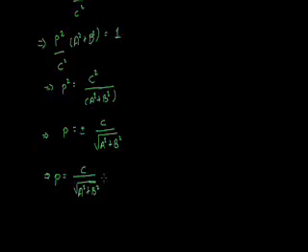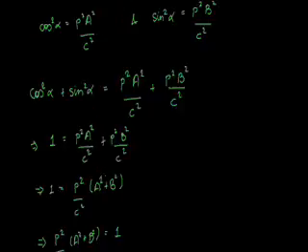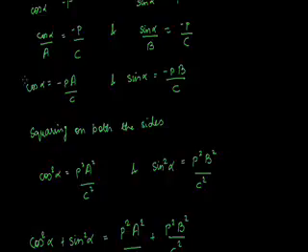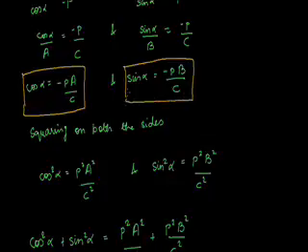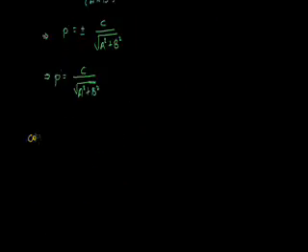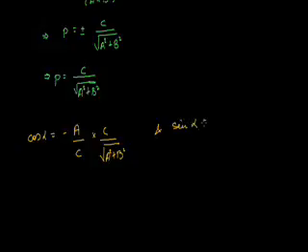Now substituting this value of P equal to C upon under root of A square plus B square in this equation, that is cos alpha is equal to minus of P into A by C, and sin alpha is equal to minus of P into B by C. We will get cos alpha is equal to minus of A upon C into C upon under root of A square plus B square, and sin alpha is equal to minus of B upon C into C upon under root of A square plus B square.